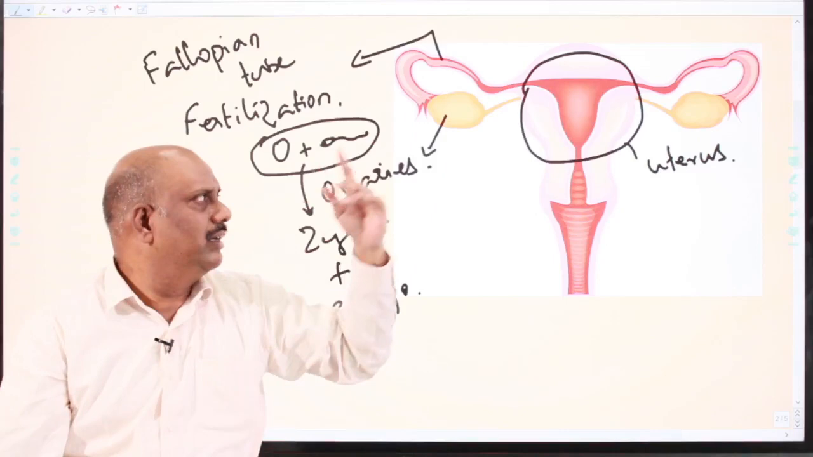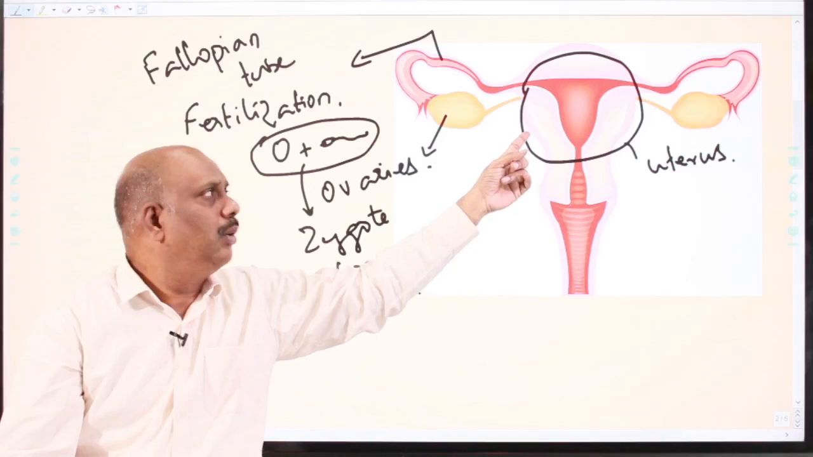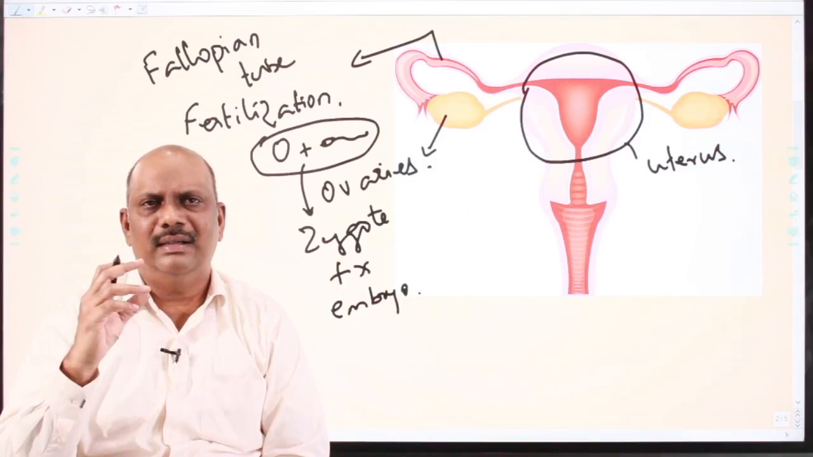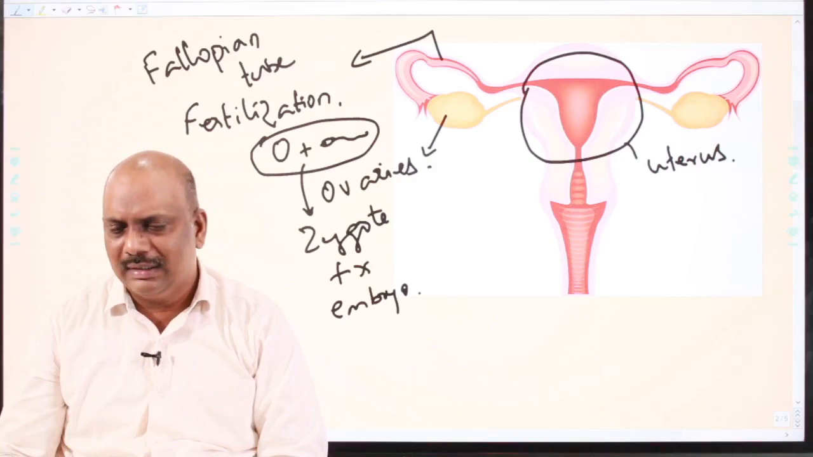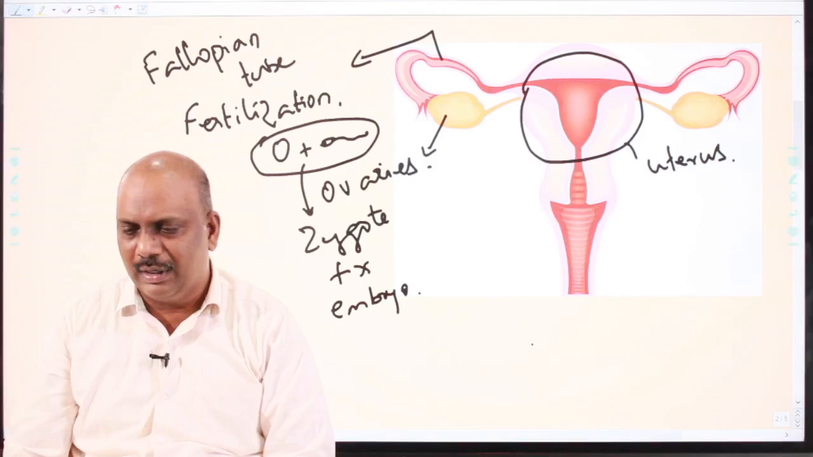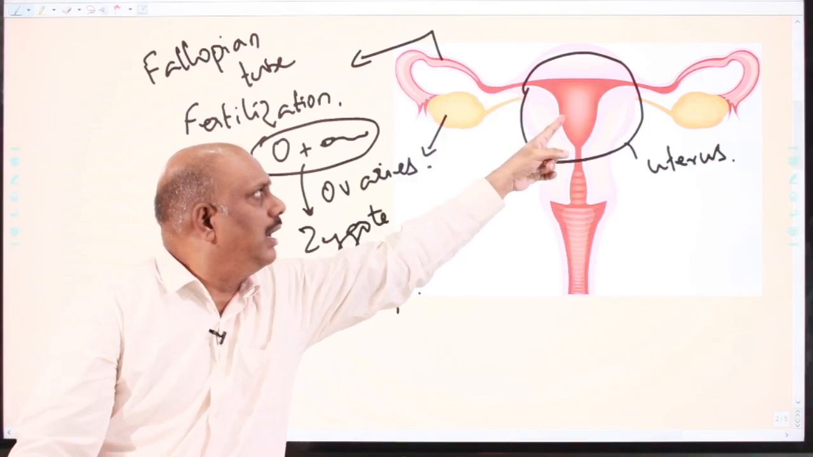It gets implanted in the uterus. Once it gets implanted, two layers develop around the dividing mass of cells. One is called the amnion and the other one is the chorion. It descends down and gets implanted here. It gets fixed here.